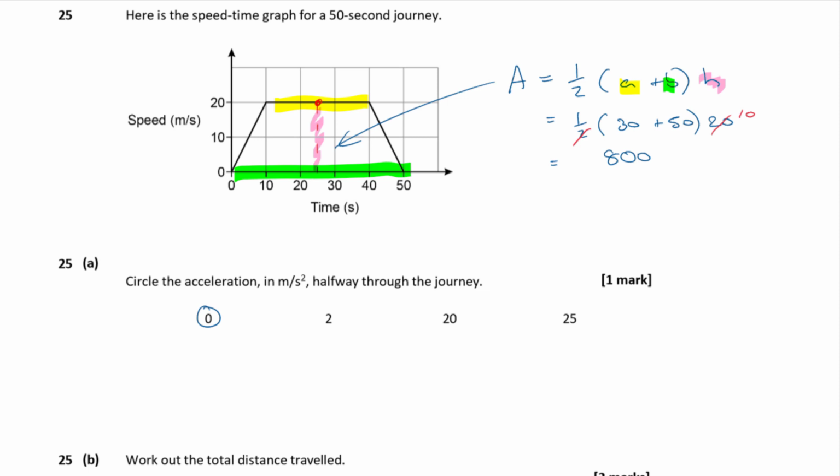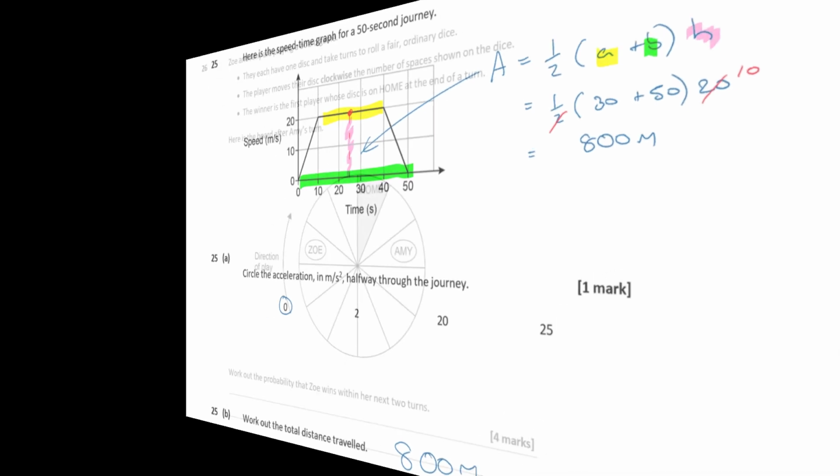So 800, what do you call it? Well, if it's in meters per second and you're multiplying it by seconds, then you're going to get meters, aren't you? So that is 800 meters. So what is the total distance traveled? 800 meters.